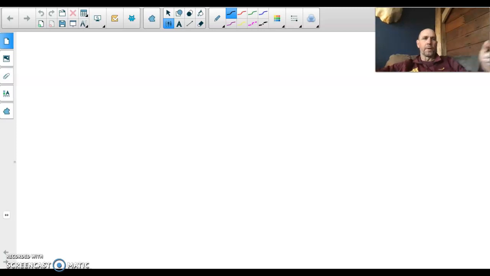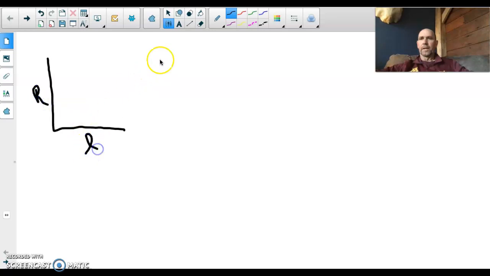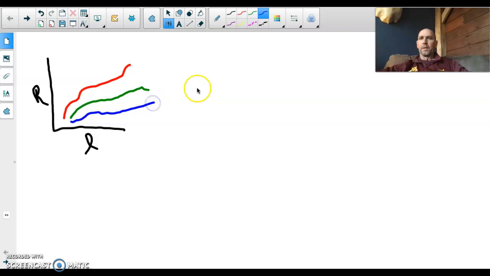interpreting that graph. Okay? So if you remember, that graph looked something like this. We had resistance here, we had length here. Okay? Then we had three lines, and they weren't perfectly straight. We can get into that detail later if you want to, but they all had a kind of a shape like this. This one ended up being your 6 millimeter one. This one was your 4 millimeter line, and the red one was your 2 millimeter line.